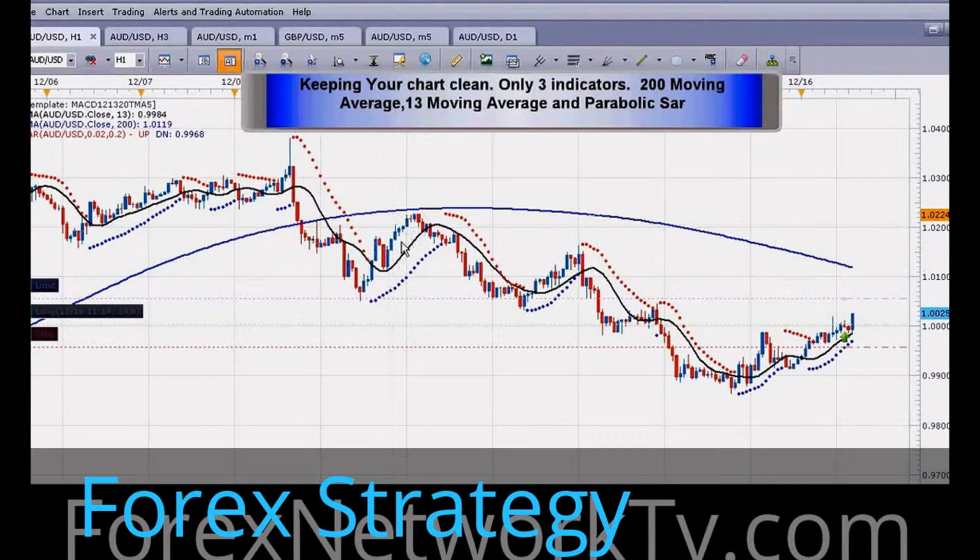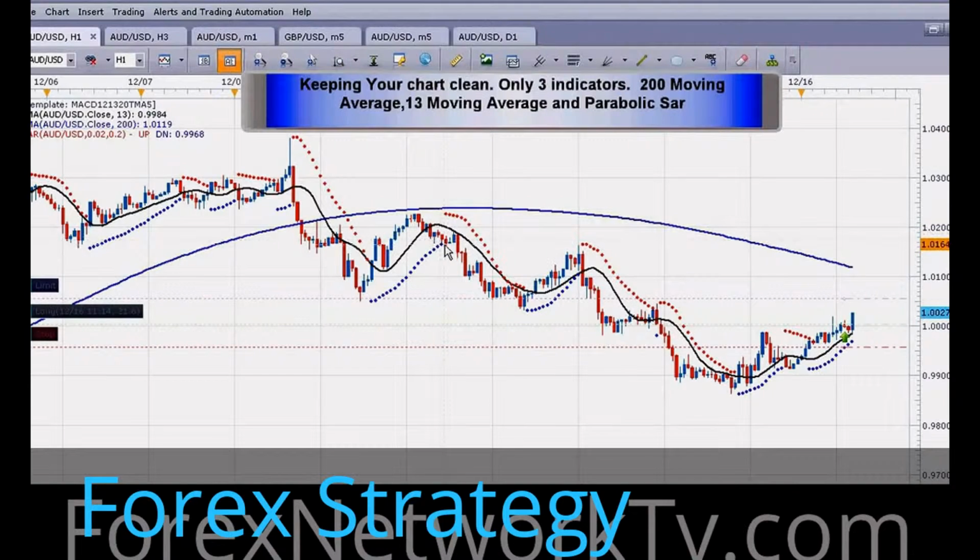Now you can see here price closed below the 200, below the 13 moving average, but I would not have taken that trade. Why? Because the parabolic SAR is still below, so I wouldn't have a place to put my stop, or I would just go ahead and place my stop at 100 pips. But I don't want to do that once the trade has started falling down. So I waited about 4 hours later. 3 hours later, the 4th hour, there was an entry.